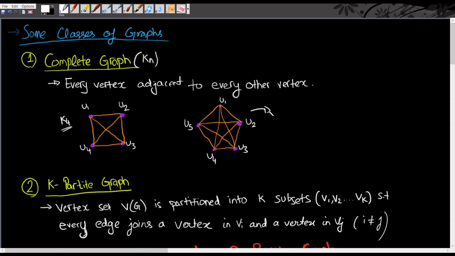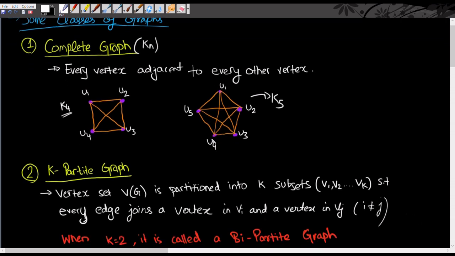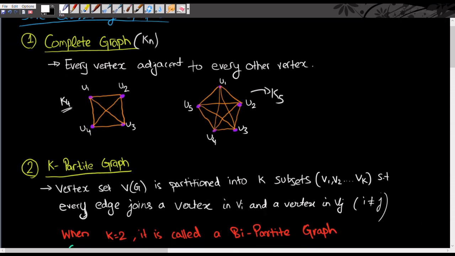Similarly, this graph is K5. If you observe carefully, every vertex is connected to the remaining four vertices. All right, so hope that's clear.